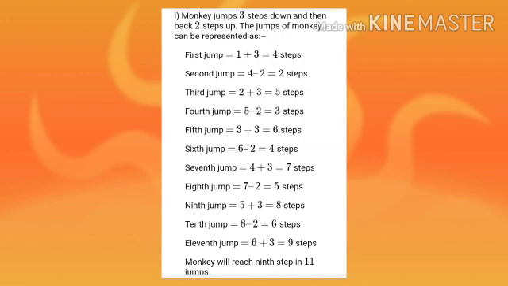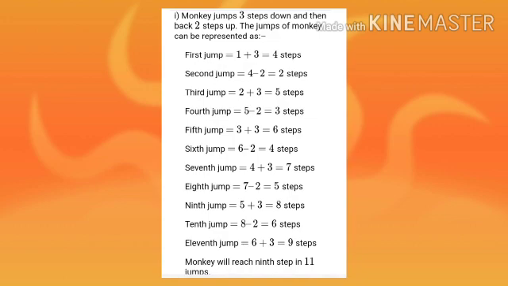Again, on the third jump, from the second step, it moves down, which means plus 3, represented by positive 3. Therefore, 2 plus 3 is equal to 5. Now the monkey is on the 5th step. On the fourth jump, from the fifth step, it moves back, represented by -2. Therefore, 5 minus 2 is equal to 3. Now the monkey is on the third step.